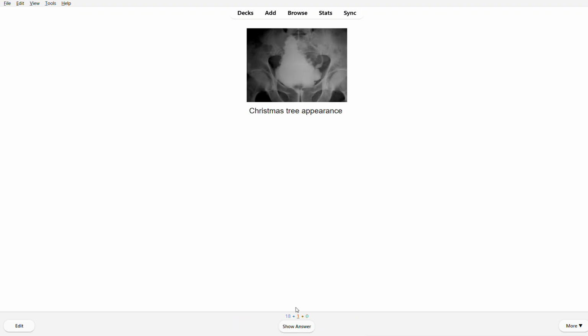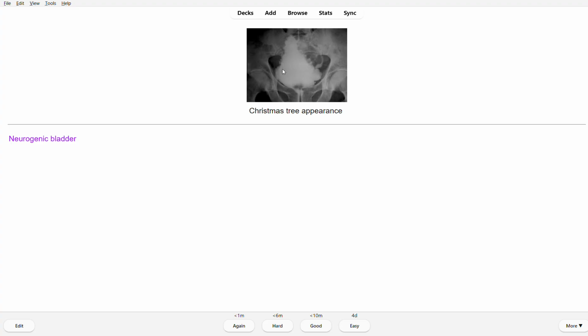Christmas tree appearance is seen in which condition? It is seen in neurogenic bladder. Due to denervation changes, you will find this Christmas tree or pine cone appearance.